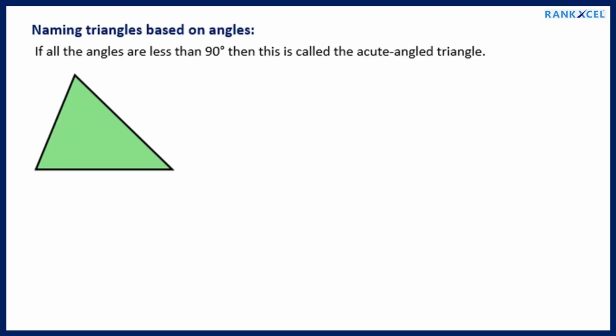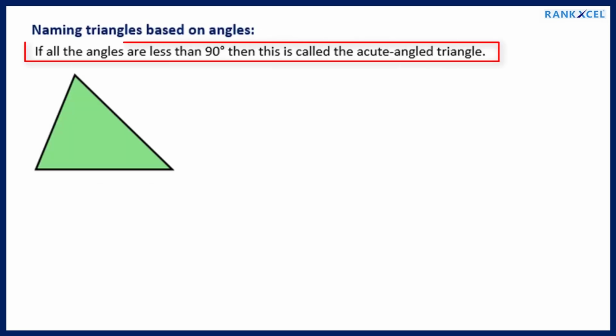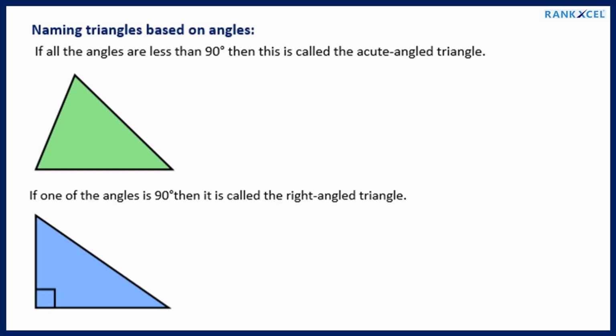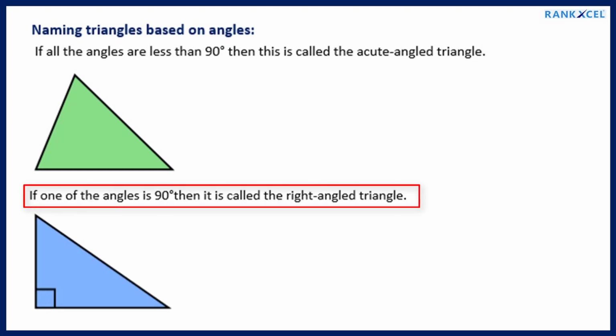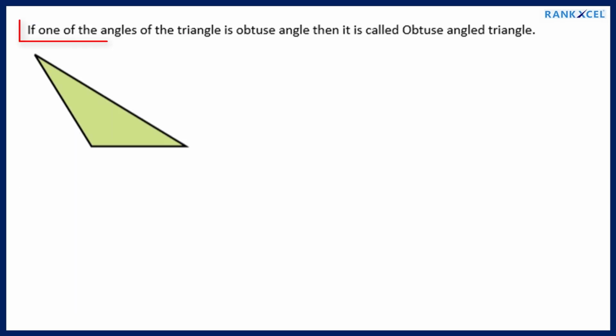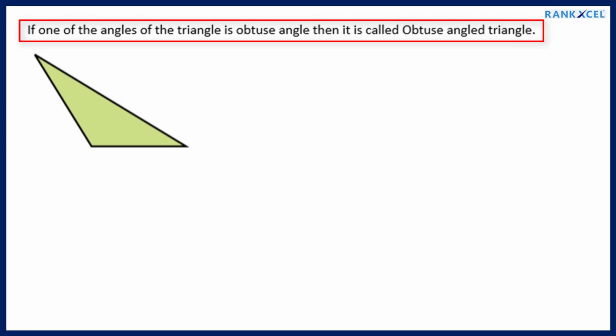Naming triangles based on angles. If all the angles are less than 90 degrees, then it is called an acute angled triangle. If one of the angles is 90 degrees, then it is called a right-angled triangle. If one of the angles of the triangle is an obtuse angle, then it is called an obtuse angled triangle.